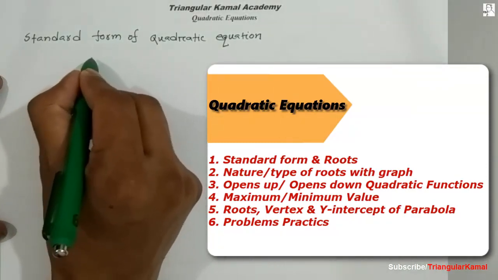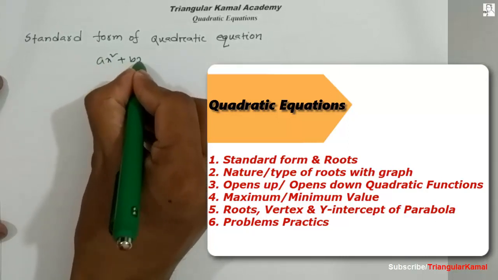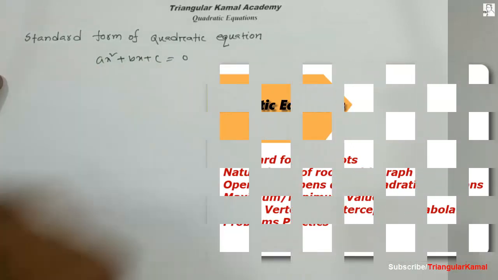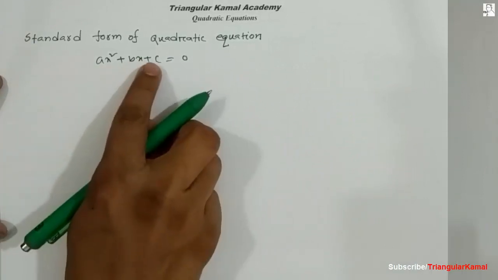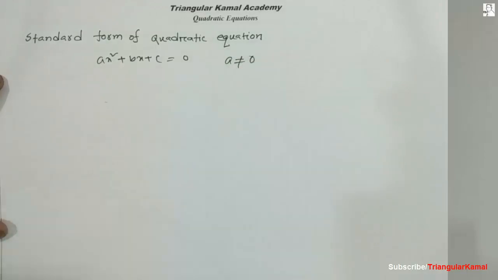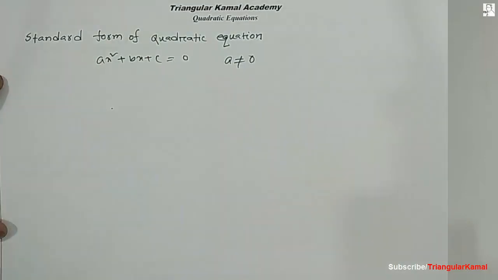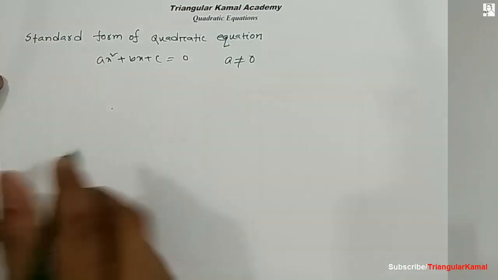Its standard form is ax square plus bx plus c equals 0, where a, b, c are constants and here a is not equal to 0. So this is the standard form of the quadratic equation. By doing the calculation, we can find the value of x, which is the roots of the quadratic equation.